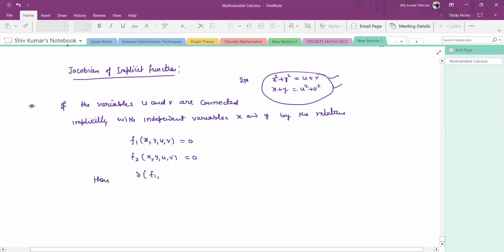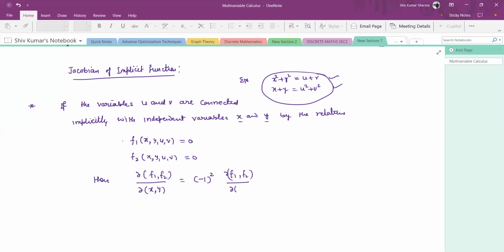Jacobian of f1, f2 with respect to, here we write down the independent variables x and y. So with respect to x and y, this can be written as minus 1 raised to the power 2. This negative sign we take on the basis of the functions. How many functions did we make? We made two functions, so minus 1 raised to the power 2 into del f1, f2 upon del u, v into del u, v upon del x, y.